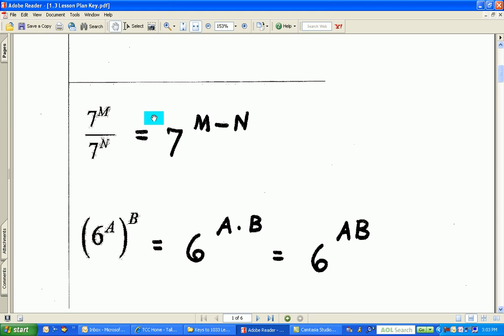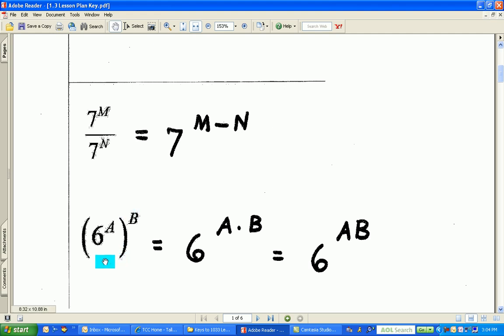The next example, if I have 7 to the m divided by 7 to the n, when you're dividing, the pattern for laws of exponents says keep the base the same, so that's why the 7 remains, and this time instead of adding the exponents, you subtract. So the new exponent will be what's in the top, which is the m, minus the exponent from the bottom, which is the n. So it's always going to be top minus bottom to get the new exponent.